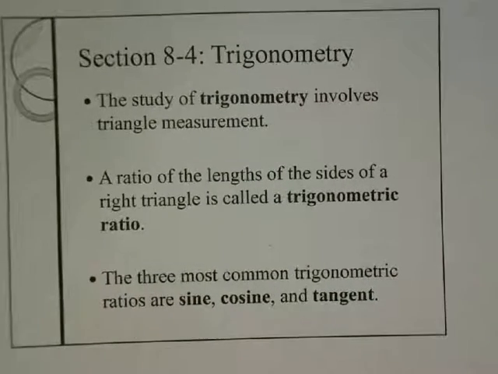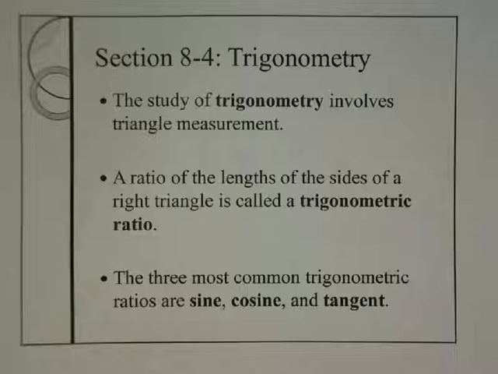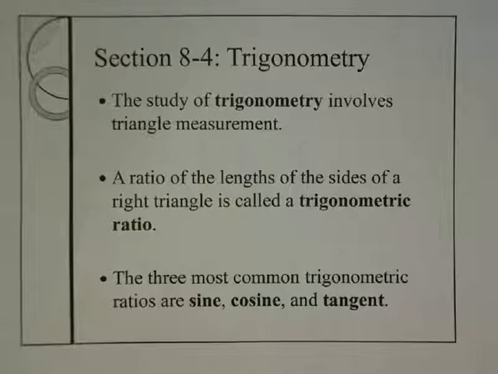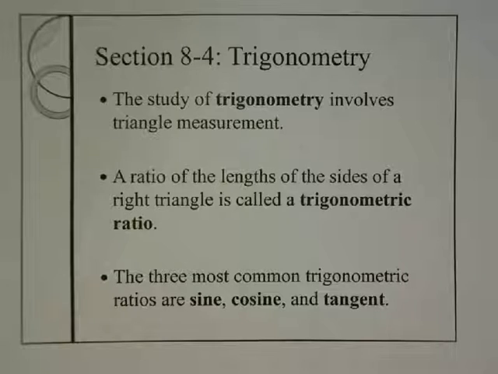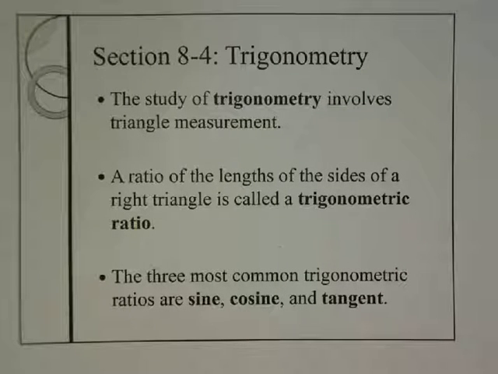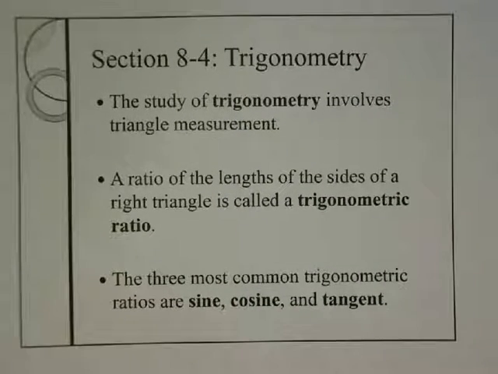So the study of trigonometry involves triangle measurement. That's actually what trigonometry means. So trig for triangles, metry is measure of, so measure of triangles. So a ratio of the lengths of the sides of a right triangle is called a trig ratio, or trigonometric ratio. There are three most common of them, sine, cosine, and tangent. There are actually three other ones, but we won't be dealing with them.